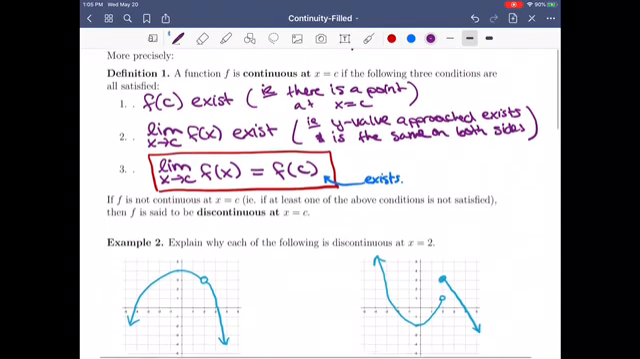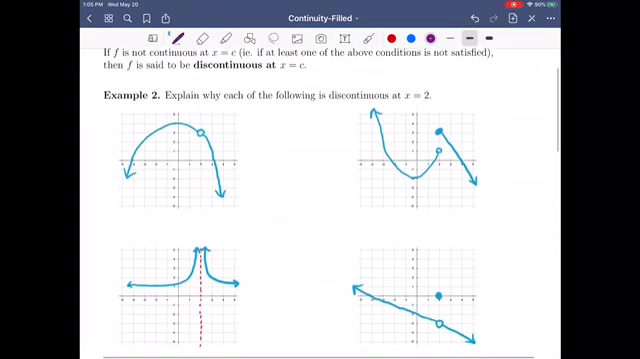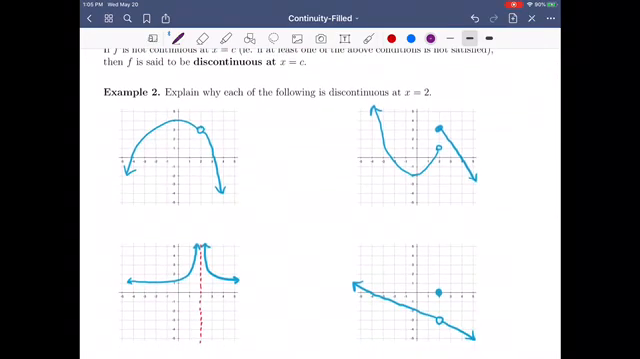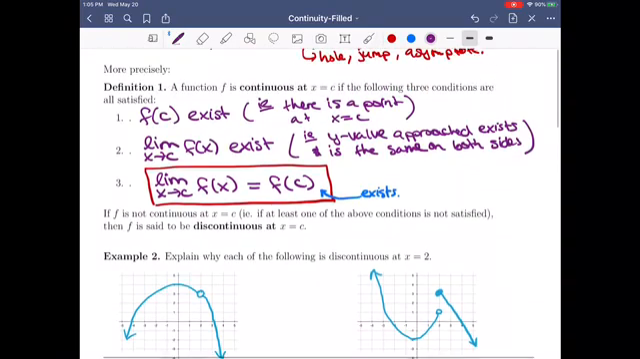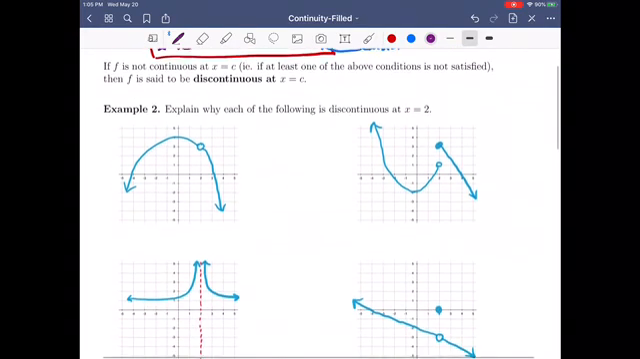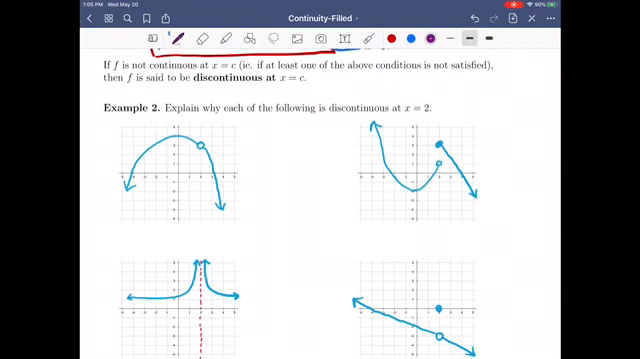I've given you here 4 examples that are all discontinuous at x equals 2. So we're going to see which of the 3 things break down in each. Possibly there's more that break down. This one I'm going to call A. So we're going to go in this order. For A, here's our graph of f of x. First of all, is 2 in the domain? I don't see a point at 2 because there's a hole. So f of 2 does not exist. That breaks number 1, which therefore breaks number 3.